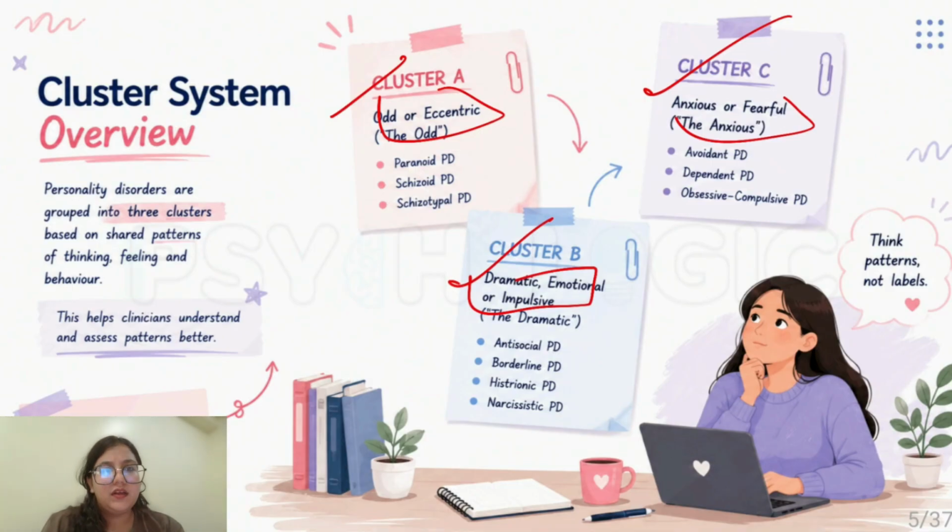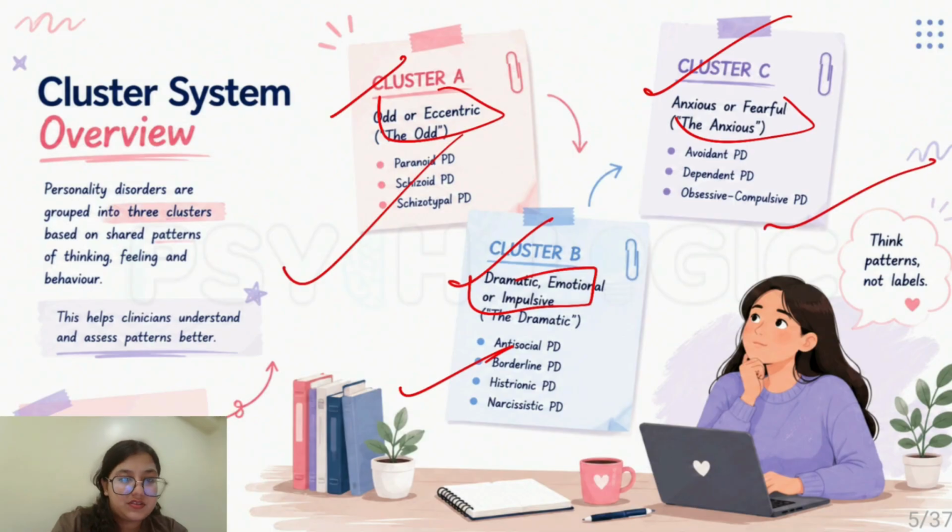Okay, in the first room, everyone seems very quiet, very suspicious, socially detached. Cluster A. Okay, in the second room, people are arguing, demanding attention, acting impulsive, emotions are running very high. Cluster B. Okay, and in room C, people are overthinking, worrying, seeking reassurance, avoiding risks because they fear failure or criticism. That's cluster C. Then you see how each cluster has its own personality. So when you understand the overall pattern, the individual disorders become much easier to remember. So A is away from people, B is big emotions, and C is constant worry.